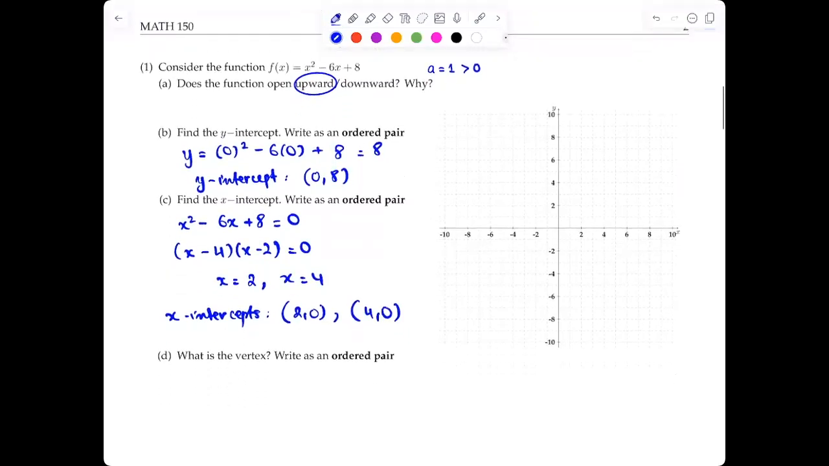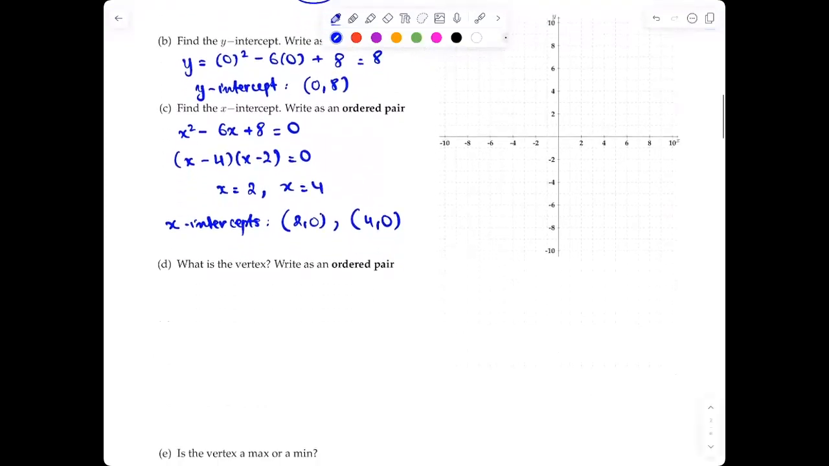All right. Part D, you want to calculate the vertex of this parabola. Again, you need to use the vertex formula, and I need you to memorize that. Shouldn't be too difficult, I hope. The vertex formula is negative b over 2a, comma f of negative b over 2a.